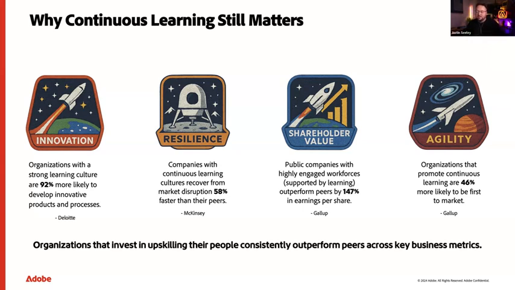And according to McKinsey, companies with continuous learning cultures recover from market disruption 58% faster than their peers. That one might be relevant given what's going on now. And public companies with highly engaged workforces supported by learning outperform their peers by 147% in earnings per share. And organizations that promote continuous learning are 46% more likely to be first to market, according to Gallup.